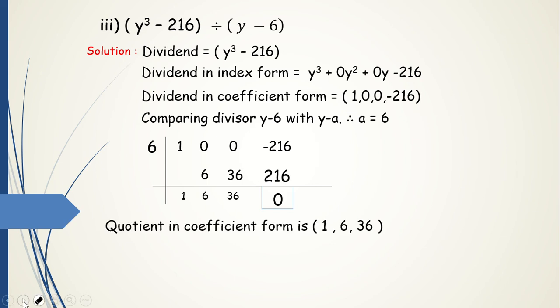So the quotient in the coefficient form is 1, 6, 36. Now 3 numbers are there. So the degree is going to be 2, x square. Okay, sorry, y square. The variable here used is y. So it is going to be y square plus 6y plus 36. So the quotient is y square plus 6y plus 36. And the remainder is equal to 0. We'll proceed to the next sum.